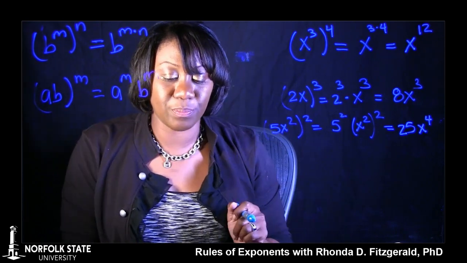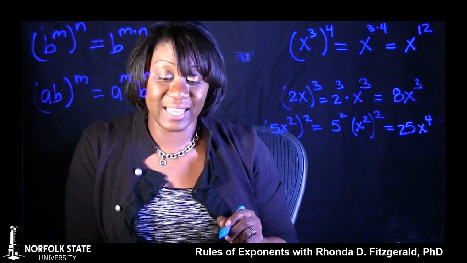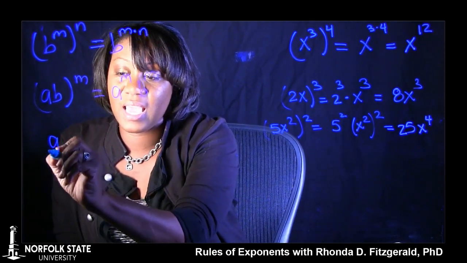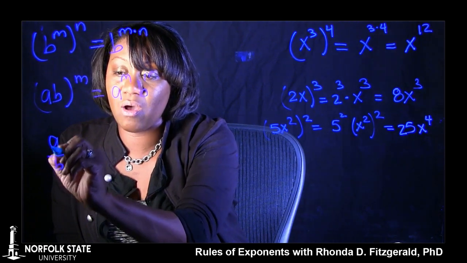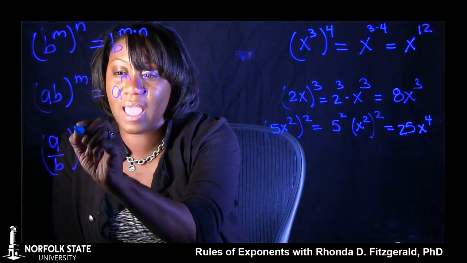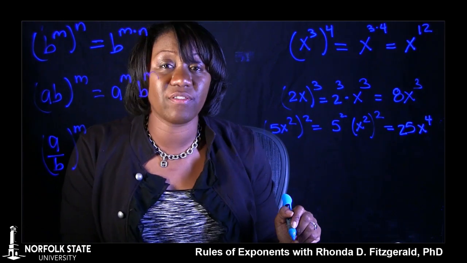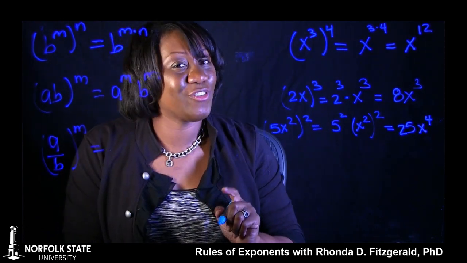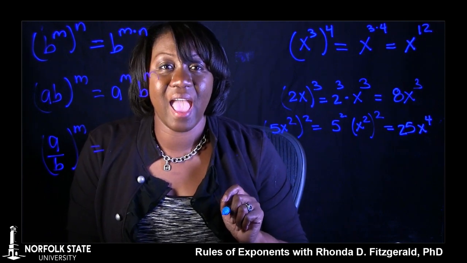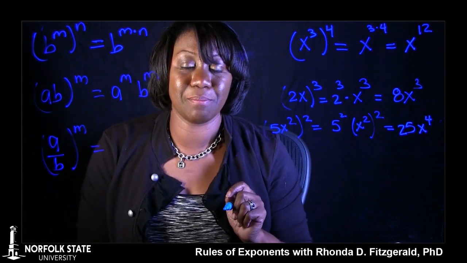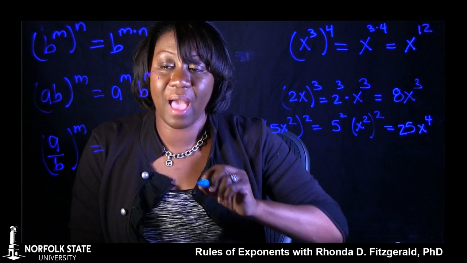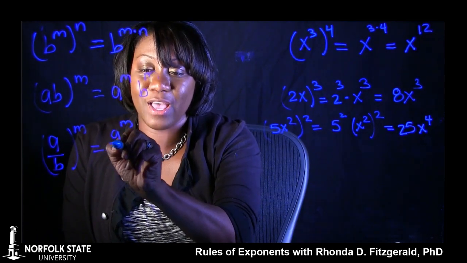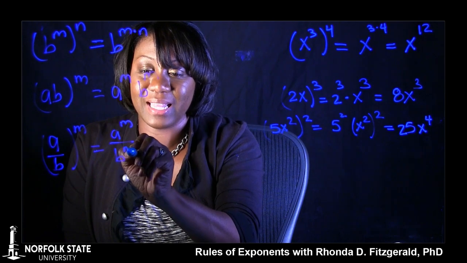And lastly, the last one that we want to look at is if I had a over b all raised to the mth power. So once again, what do you think is going to happen here? Remember, just like before, everything inside the parentheses must be raised to the mth power. So here I'll have a to the m over b to the m.